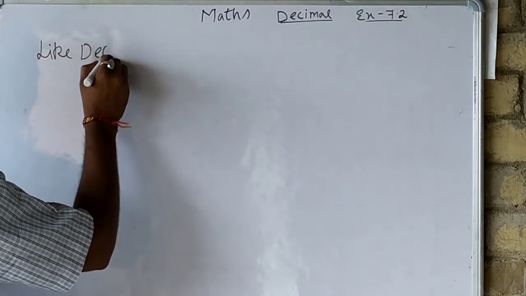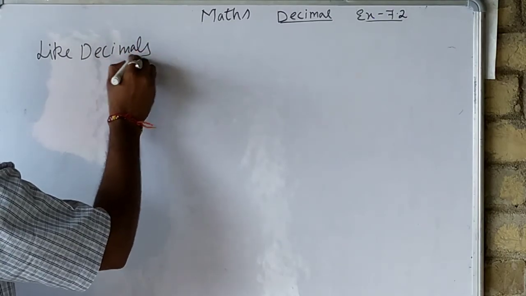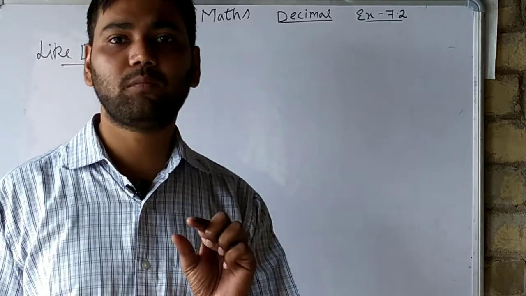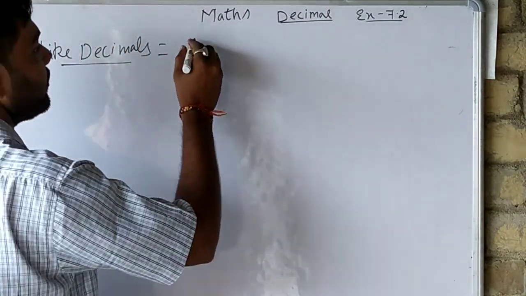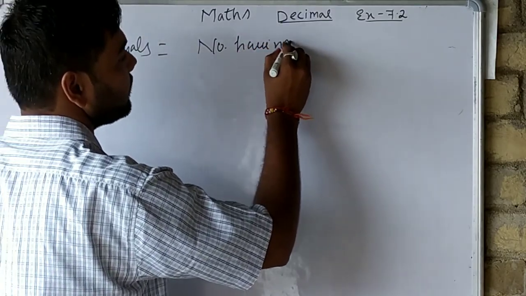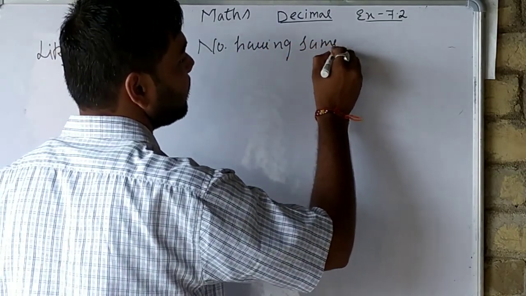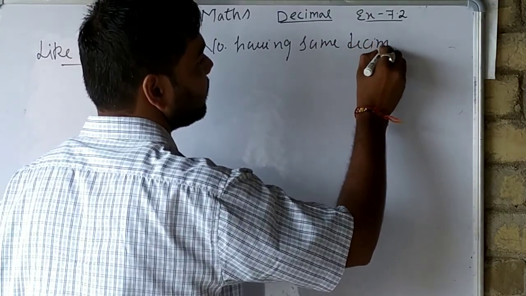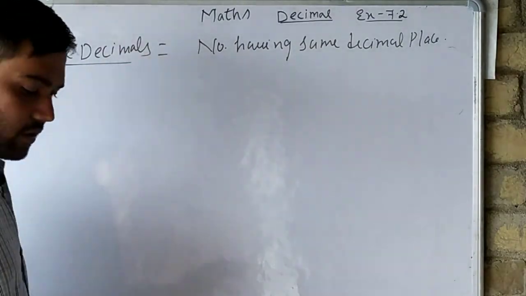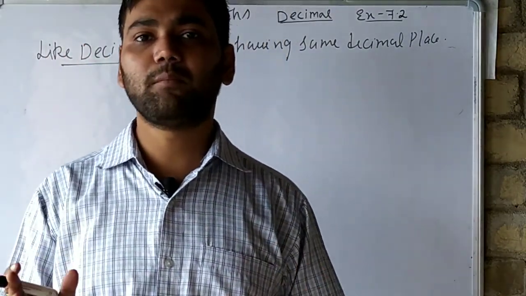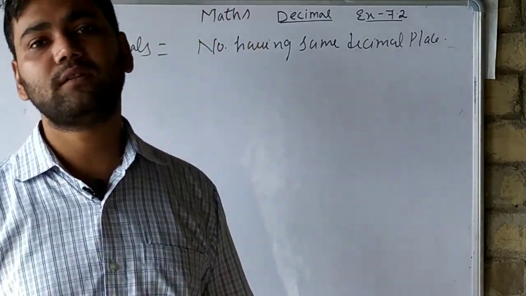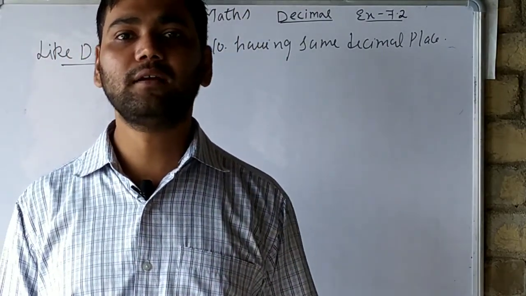Like decimals. What are like decimals? Numbers having the same number of decimal places. Suppose we have two or three numbers and all of them have the same decimal places. Then we will say that these decimals are like decimals.